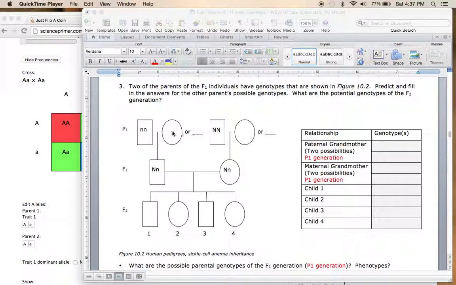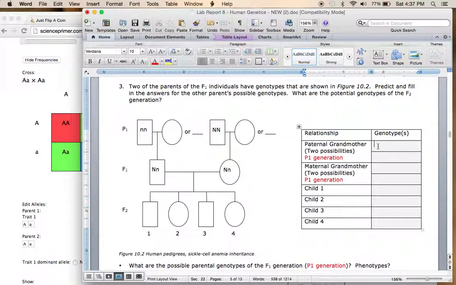So they're offering you two different options. So the maternal grandmother could have two dominant alleles and be homozygous dominant, or she could have one dominant allele and one recessive allele and be heterozygous. But either way, according to this pedigree, she donated that dominant allele to her son.